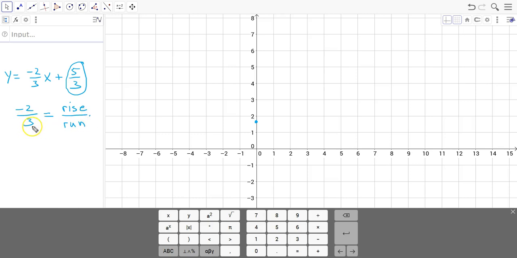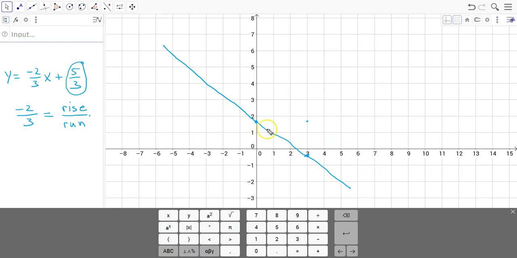So what this means is if we move to the right 3 units, 1, 2, 3, we will have to move down 2 units because of the negative. So I'll move down 2. 1, 2. So that's about negative 0.3 right there on the y-axis. Moving down 1, 2 units there. And then I just have to connect this with a straight line. And so that very roughly is going to be what the graph of our line looks like.